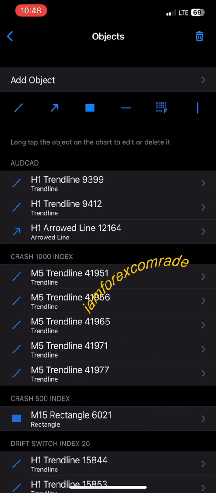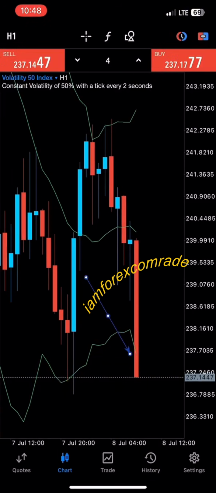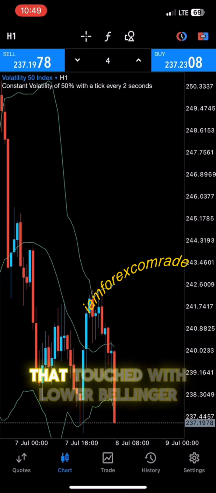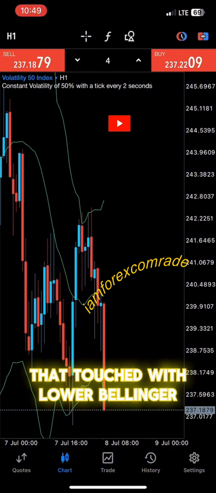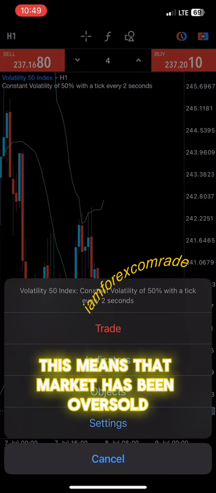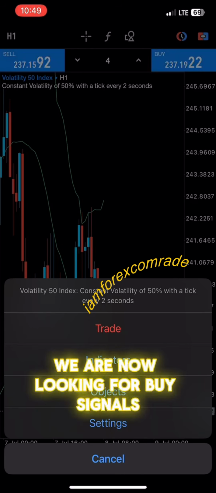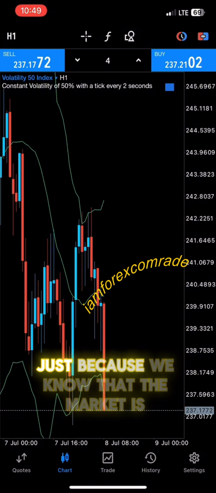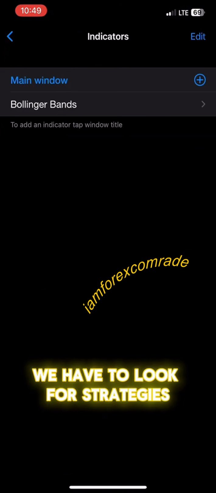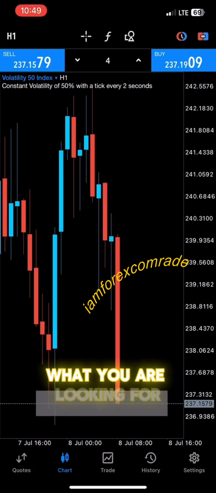Bollinger Bands. So without wasting much of your time, as you can see right now, there was a candle that broke to the downside and touched the lower Bollinger. This means that the market has been oversold. If the market is oversold, we are now looking for buy signals, but we cannot simply buy just because we know that the market is oversold. We have to look for strategies that are in conjunction with what you are looking for.